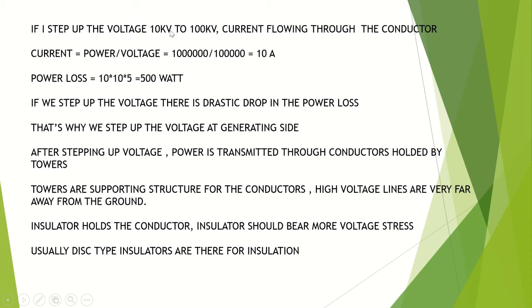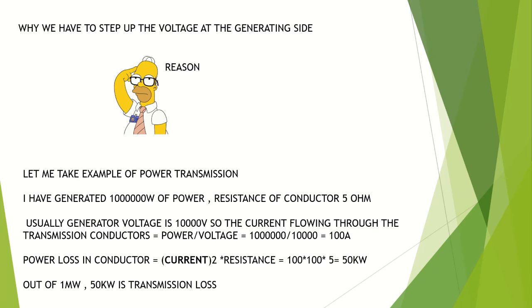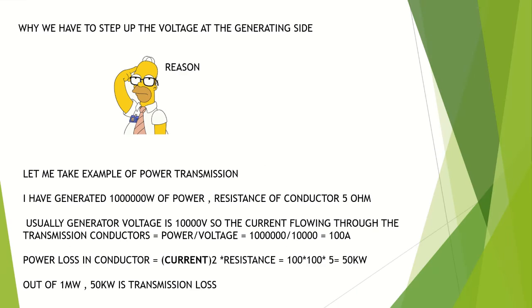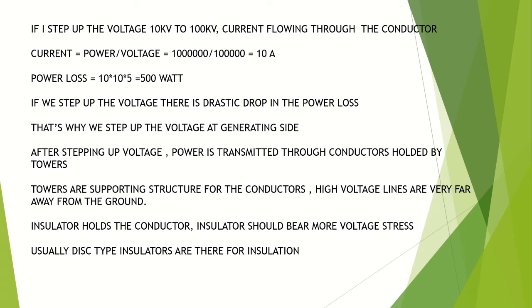So, if we step up the voltage from 10 kV to 100 kV, the current flowing through the conductor decreases to 10 amperes only. If voltage is increased, current is decreased. And the power loss is I square R, here it is 500 watts. Imagine how much the percentage power loss is reduced. Here it is 50 kilowatt, here it is 500 watt. Nearly 100 times reduced.